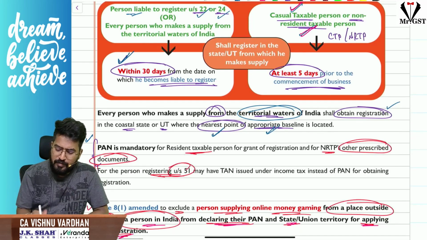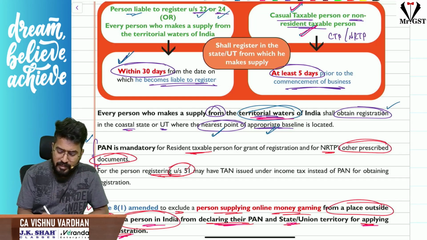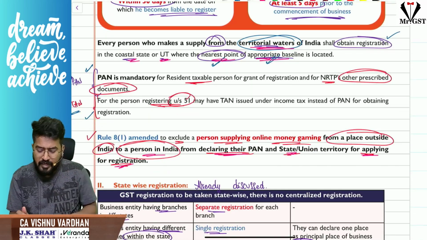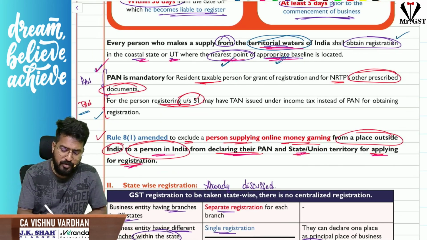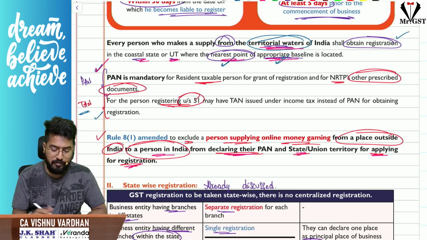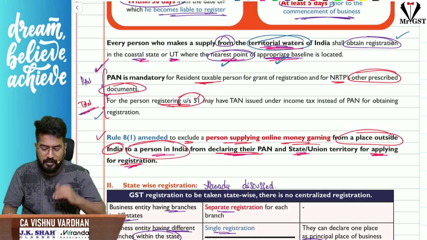If you are doing supplies from territorial waters, then take the registration from the state or union territory which is nearest to the appropriate baseline. Simple. And while taking registration, PAN is the basic document which is mandatory. And if you are applying for registration to comply with section 51 provisions, PAN is the document which is necessary for you. With that, you can proceed. So that is the point.